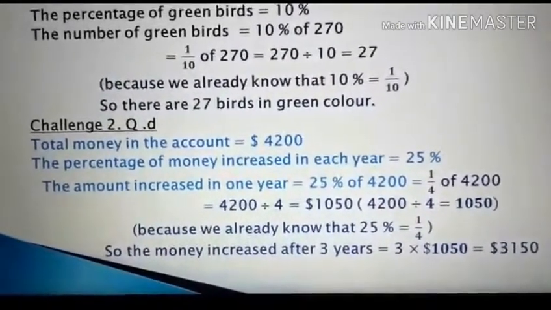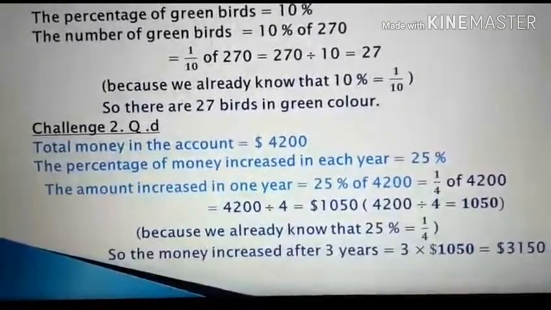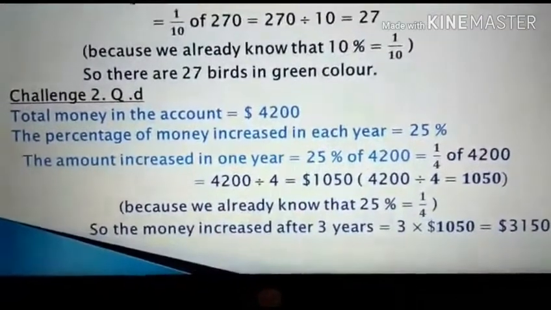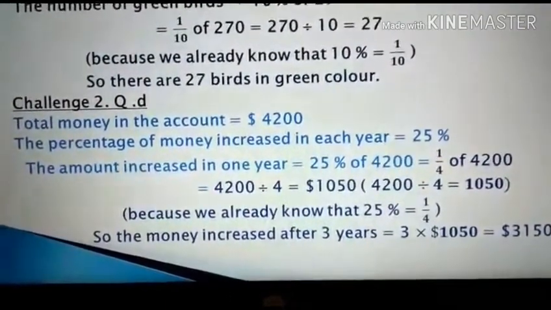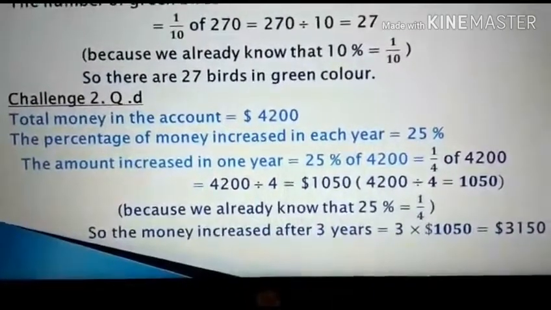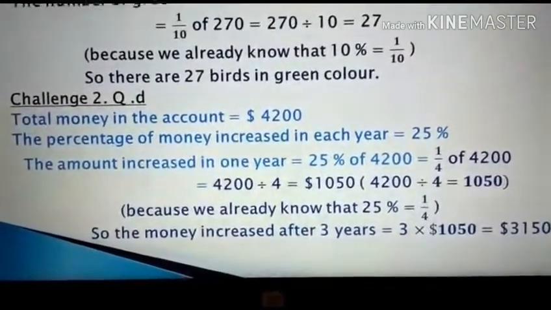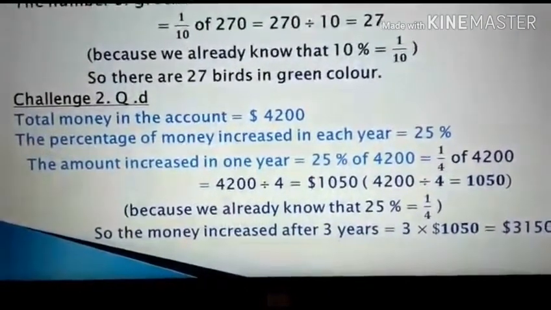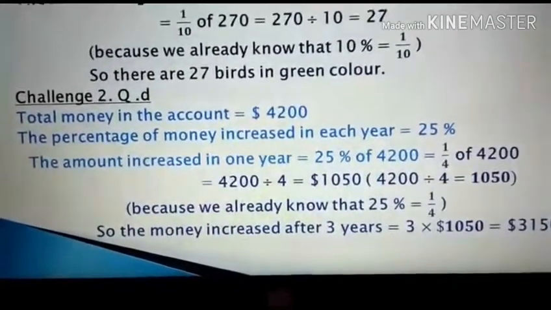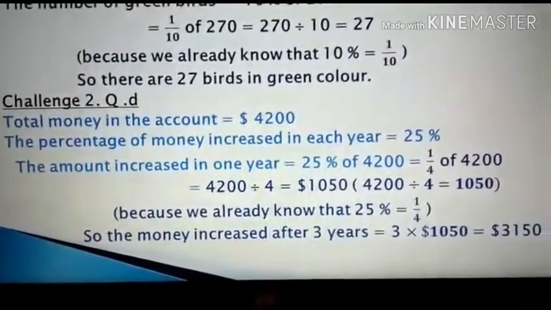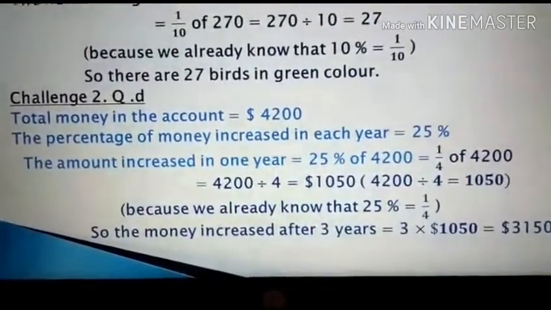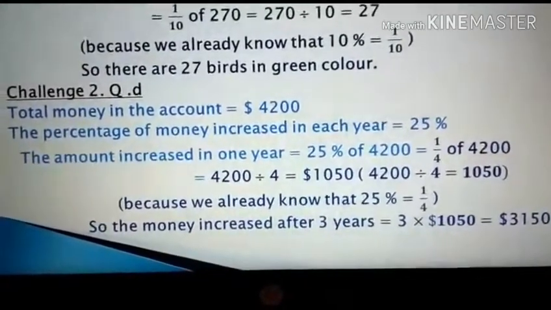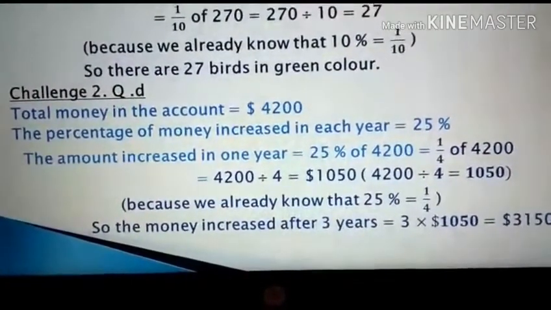So first we will write what is the total money in the account, $4,200, and what is the percentage of money increase in each year, 25%. So in 1 year, 25%. We will find the amount increase in 1 year. That means 25% of 4,200. In 1 year, the increased money we will find by dividing by 4, because 25% is 1 by 4, that we already know. If we write 25% as a fraction, it is 1 by 4.